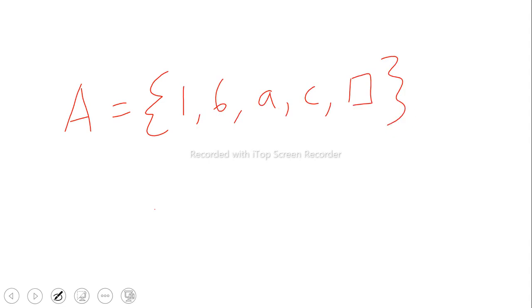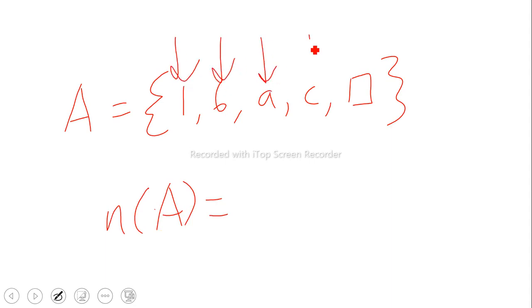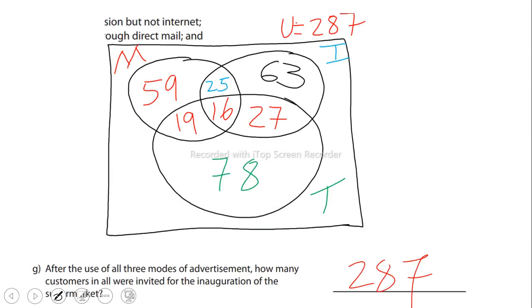What's the cardinality of A? 5. 1, 2, 3, 4, 5. That's what I mean. You just count all the elements in it. So 287 is the cardinality of the universal set.